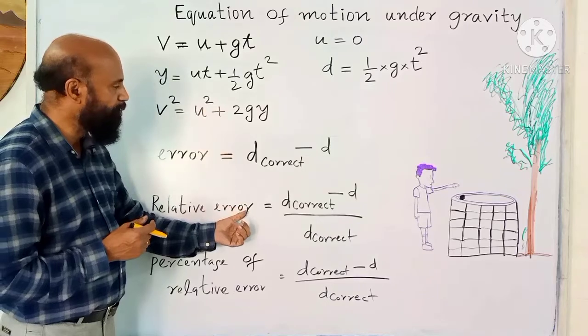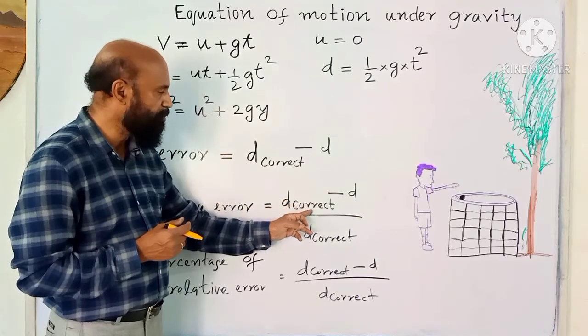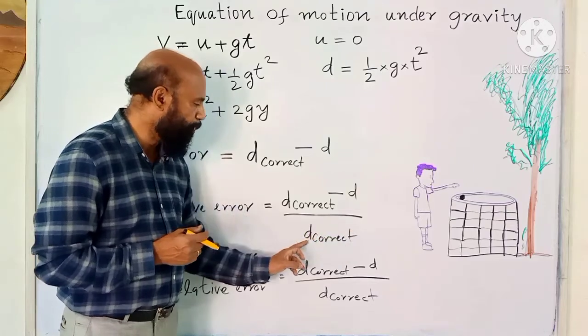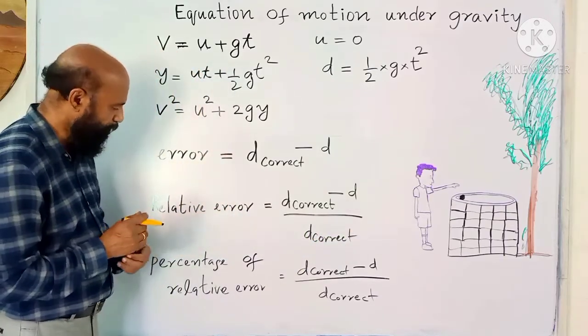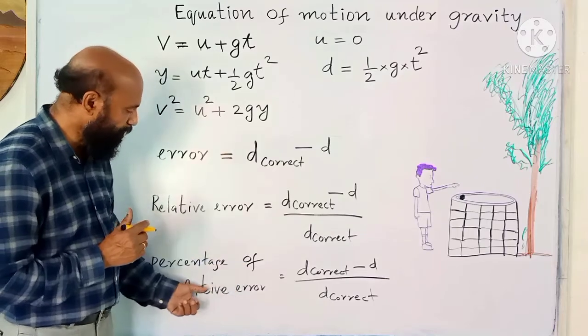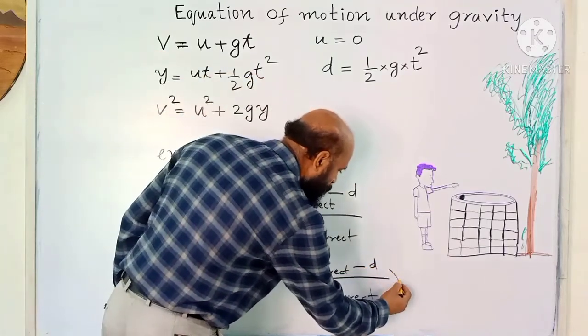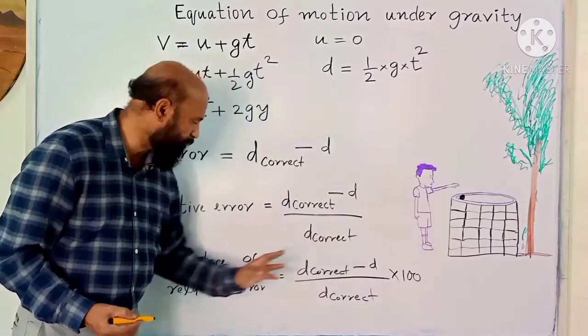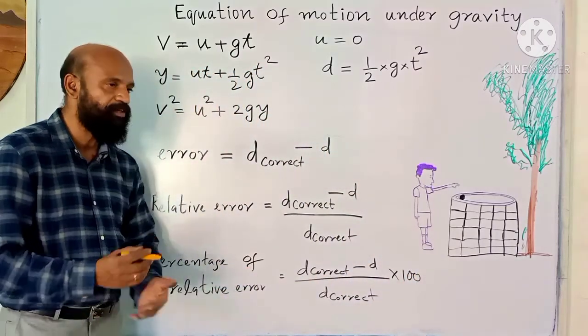Then relative error, d correct minus d, you have to divide by correct depth. That is the relative error. Then percentage error, you have to multiply by 100. When you multiply this by 100, you will get the percentage of relative error.